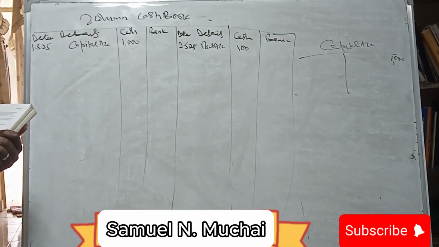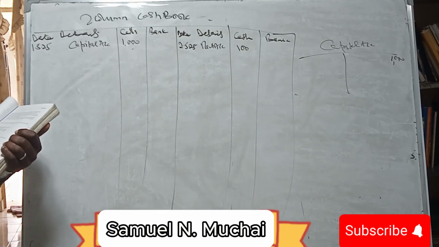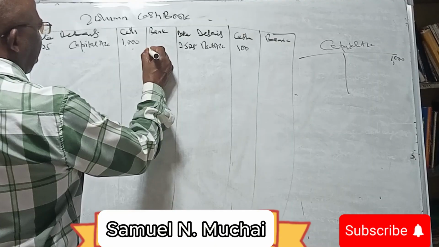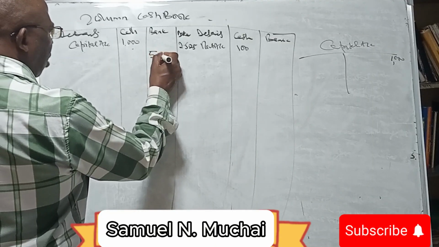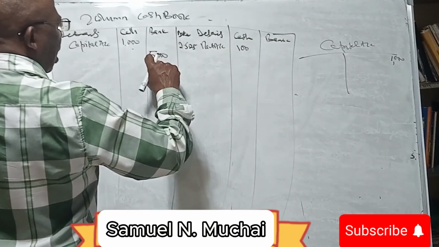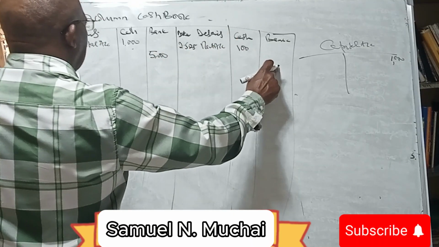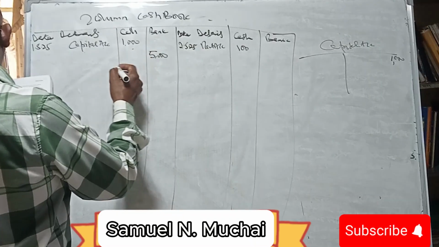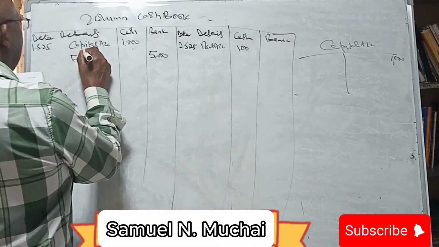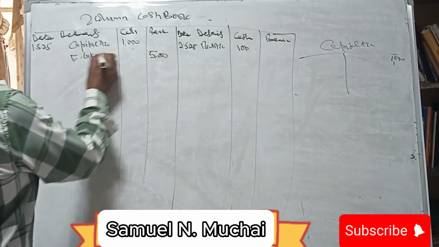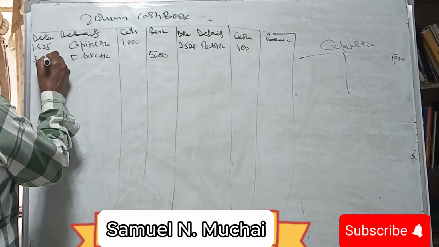On 3rd of May, F. Lake lent us 5,000, paid by check. So our bank increases, and for an increase in bank we debit the bank account, we don't credit. We are receiving the money from F. Lake.